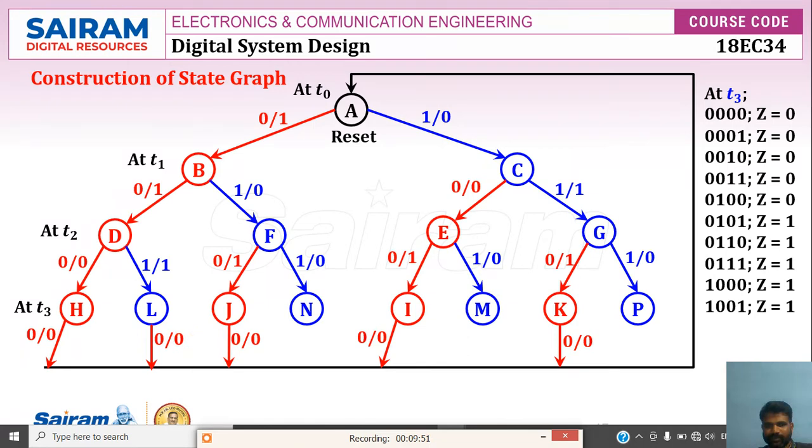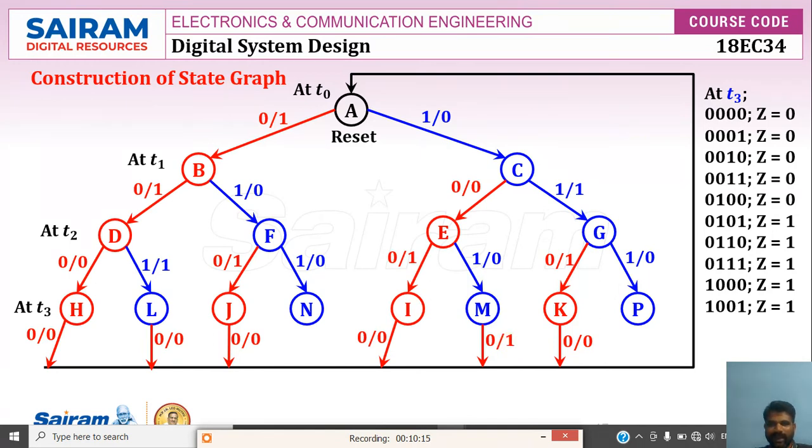Next, at M, if 0 is received, total received sequence is 0, 1. Go back to the path: 0 and 1. So 0 1 0 1. For 0 1 0 1, Z is 1. So hence we made output 1.